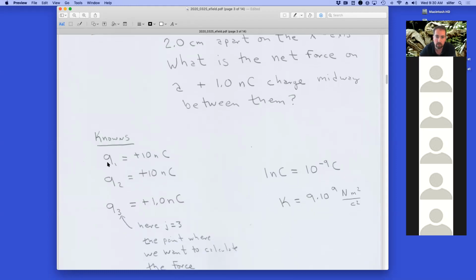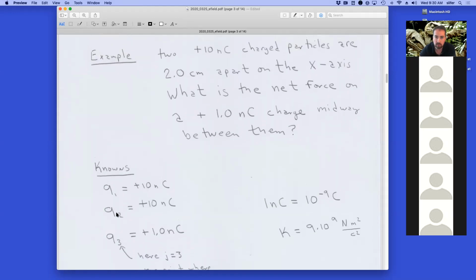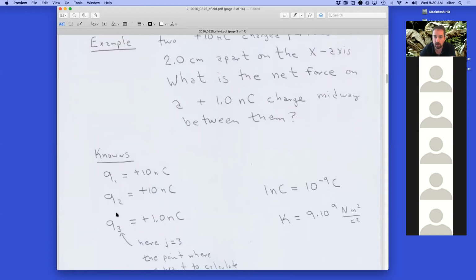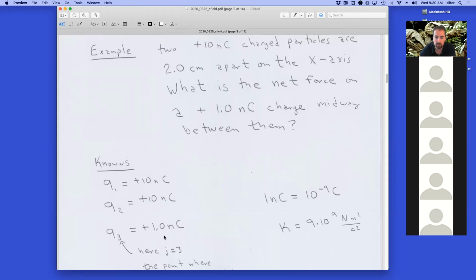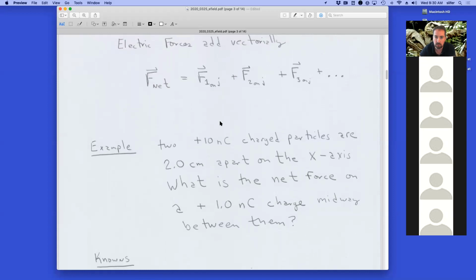What do we know? We know that Q1 is +10 nanocoulombs. We know Q2 is +10 nanocoulombs. And Q3, which is the one where we want to figure out the force, is 1 nanocoulomb. Here, in this abstract notation, the J would be the 3. This is the point where we want to figure out what the force is.